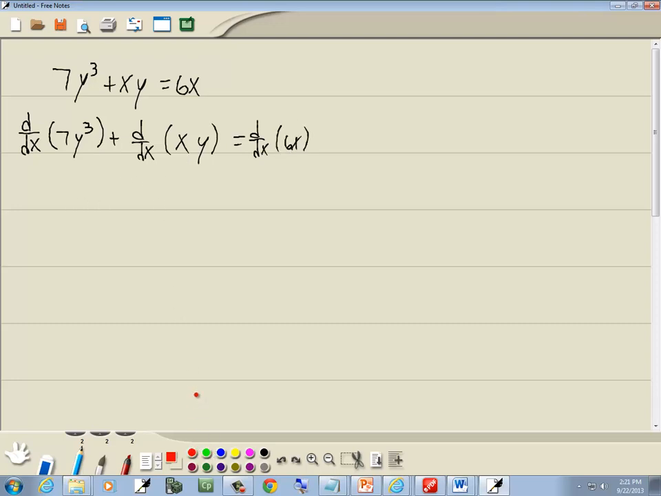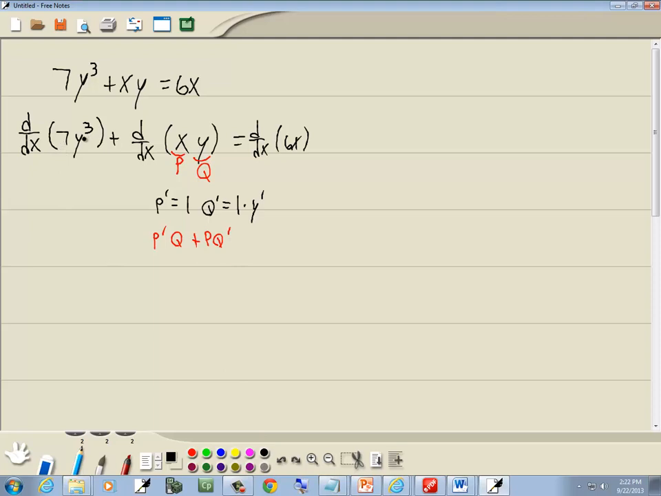Now the middle part here, this is the product. We've got something times something else, so p times q. So we need p prime. The derivative of x is 1. We need q prime. The derivative of y is 1. But since we're taking a derivative with respect to x, and it's really y, we always have to add on our y prime. Our formula is p prime q plus p q prime.